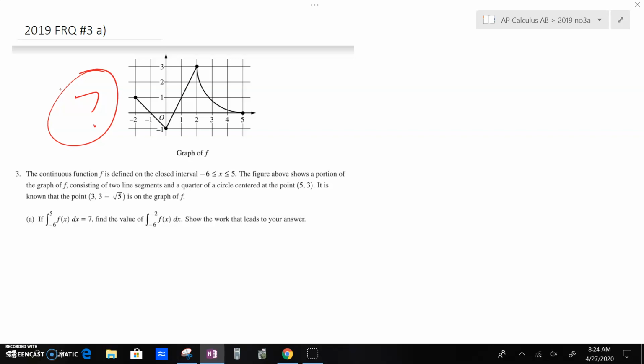And we are shown a portion of the graph consisting of 2 line segments and a quarter of a circle centered at the point (5, 3). So 5, 3. So there's our center of the circle. Let's put a little center right there. And they're saying it is known that the point (3, 3 - √5) is on the graph of f. So let's see what the heck that means. So that's this point right here, (3, 3 - √5). I'm not sure we need this for part A, but we'll see. We'll for sure need the circle piece.